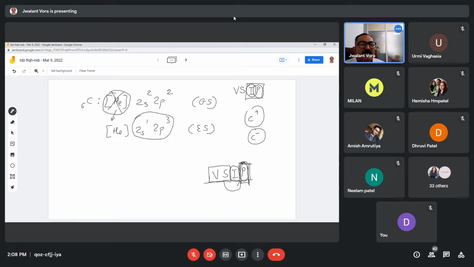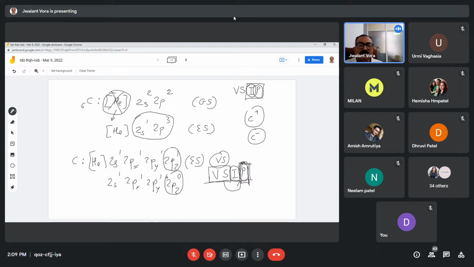Say for example, carbon, if I write helium core 2s1, 2px1, 2py1, 2pz1. This is said to be present in the excited state. This is the valence state, which is ready for any kind of chemical bond formation, any kind of chemical reaction. Now, if I want to remove one electron, so 2s1, 2px1, 2py1, 2pz0. Now try to understand the difference between these.